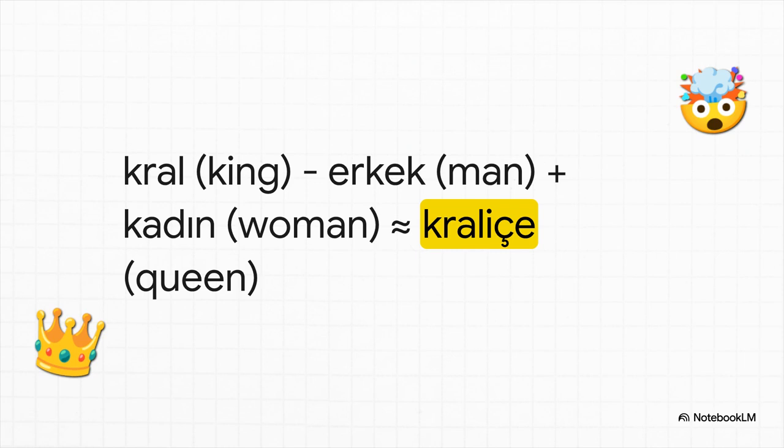You can literally do math with concepts. If you take the vector for king, subtract the vector for man, and then add the vector for woman, you end up remarkably close to the vector for queen. This is unbelievable. It shows the AI has actually captured these abstract underlying relationships of gender and royalty all on its own.